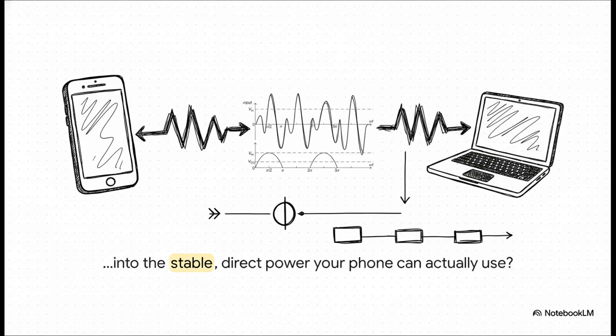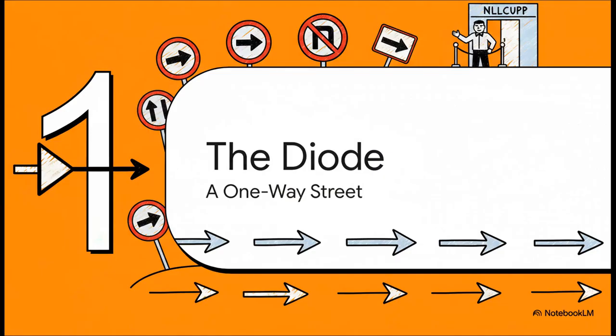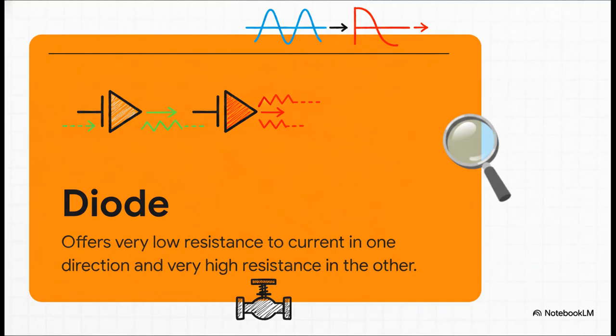Well, it all starts with one brilliant little component. I want you to meet the diode. It's the key to this whole puzzle. And the best way to think about it is as a one-way street for electricity. It's got a very, very strict no U-turns policy. So here's the deal. A diode lets electricity flow forward through it super easily. But if that electricity tries to flow backward, nope, it slams the door shut. It's basically an electronic check valve.